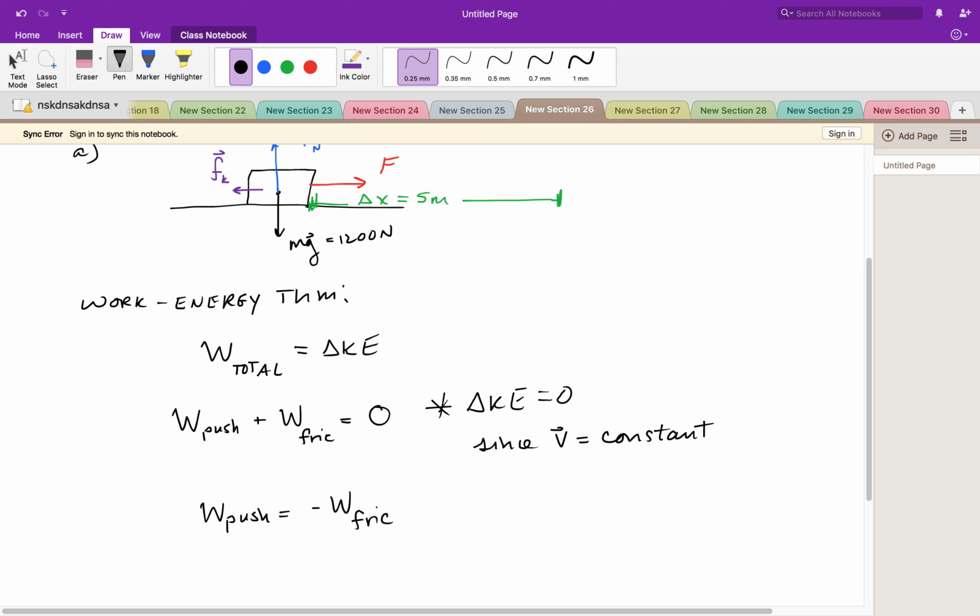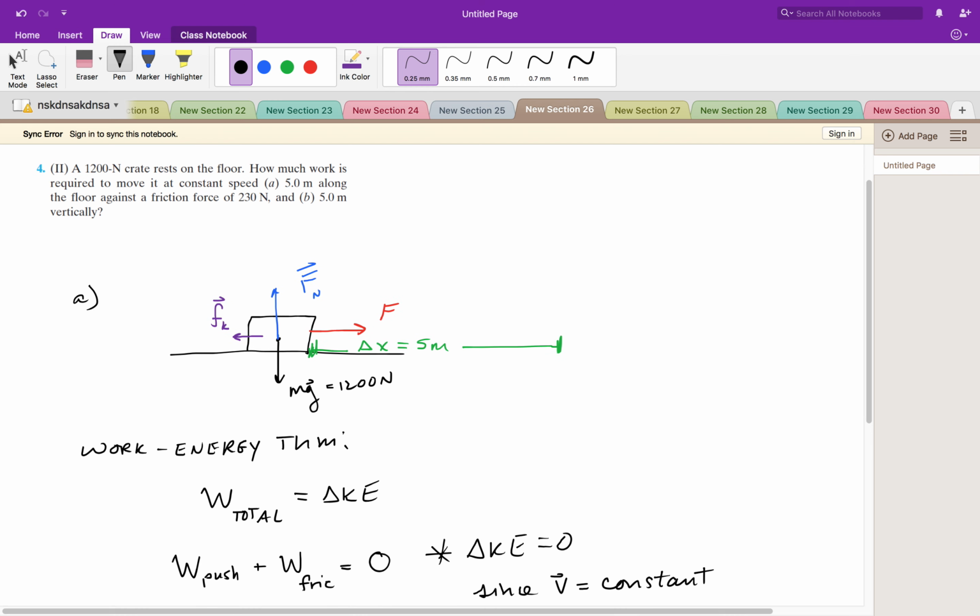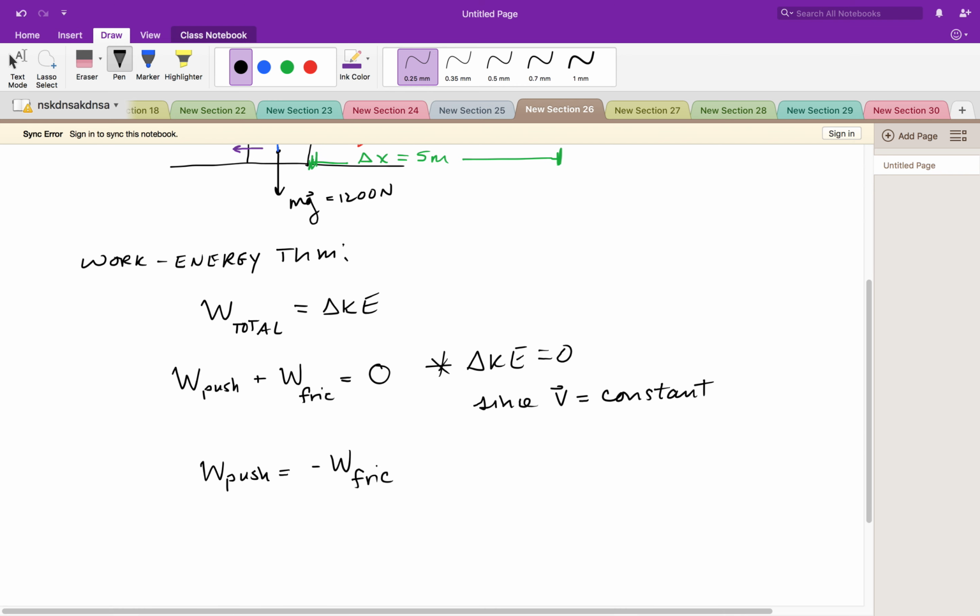They want the force. Sorry, that's not what they want. They want the amount of work done. So let's look at the work due to friction. Work in general is F delta x times the cosine of theta. So here this is going to be the frictional force times delta x times the cosine.